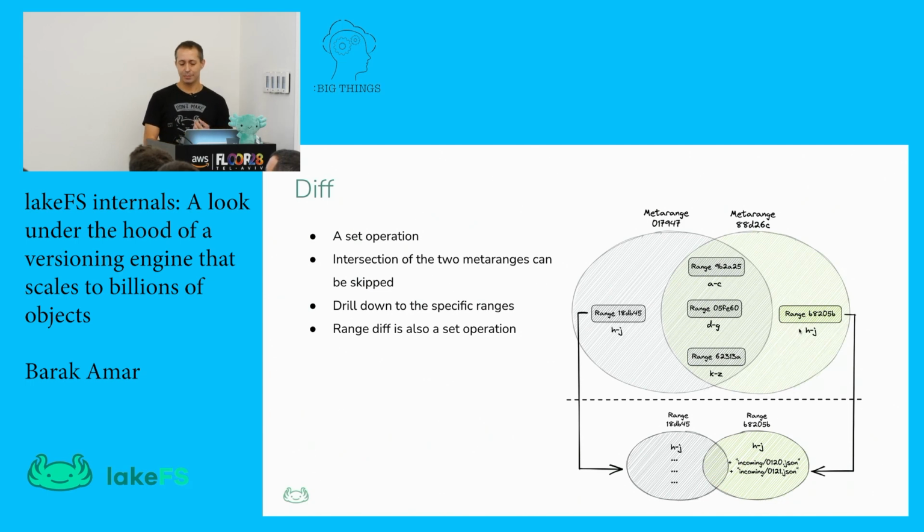The different ranges that are not common in those 2 meta ranges will be drilled down and we do the same operation, just at the object level. So in this example, those 2 ranges diff will find the 2 files we just committed in the previous slide.